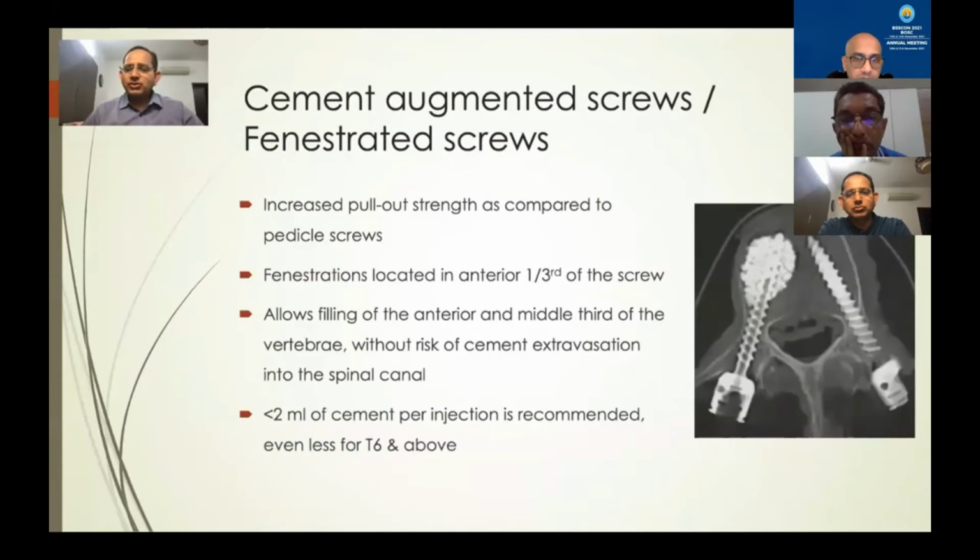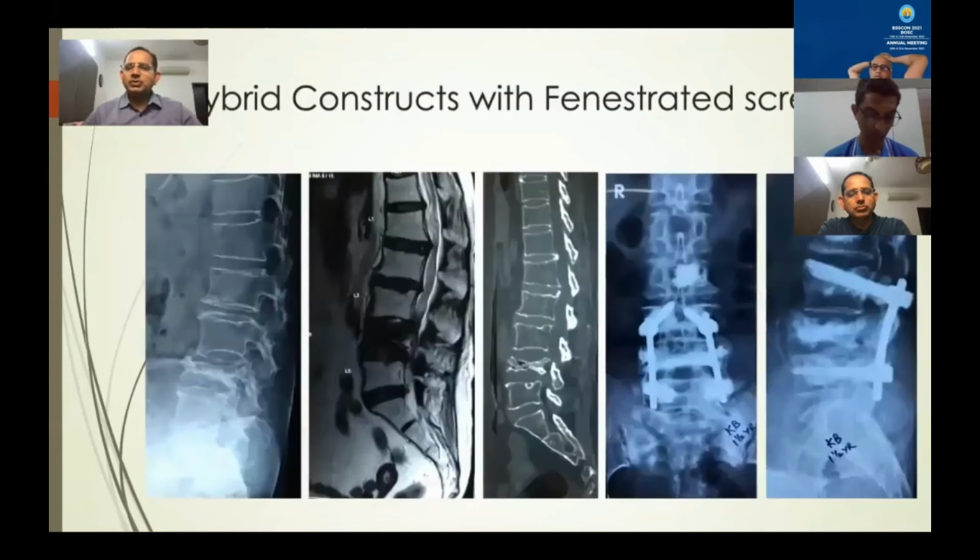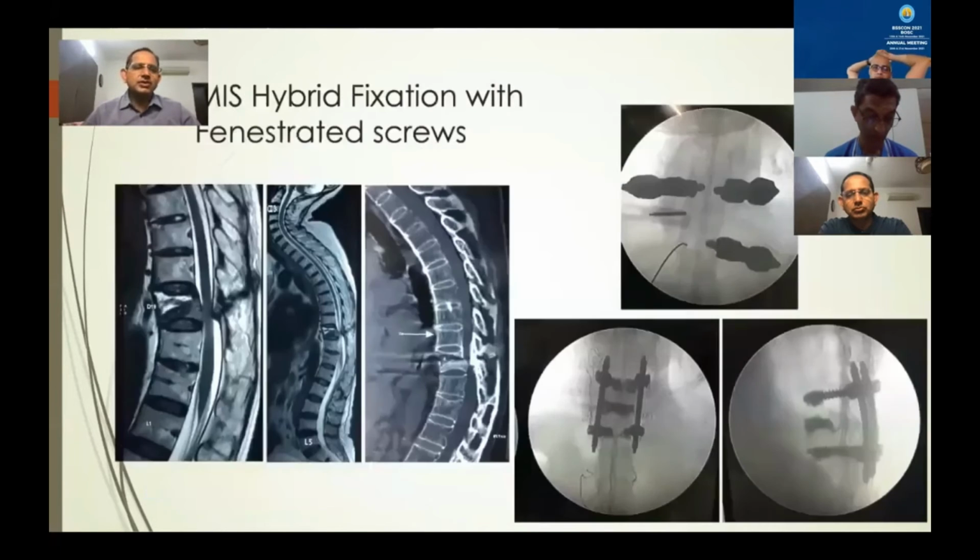Cemented augmented screws, also called fenestrated, were subsequently developed because they demonstrated increased pull-out strength as compared to the regular pedicle screws. The fenestrations were located in the anterior third of the screw. It allowed filling of the anterior and middle third of the vertebrae without risk of cement extravasation. And less than 2 ml of cement per injection was recommended, and less so even for the upper thoracic spine. So subsequent cases were done with fenestrated screws as is shown here. Although this was an open case, we decided to do a percutaneous prophylactic vertebroplasty above the fixation.